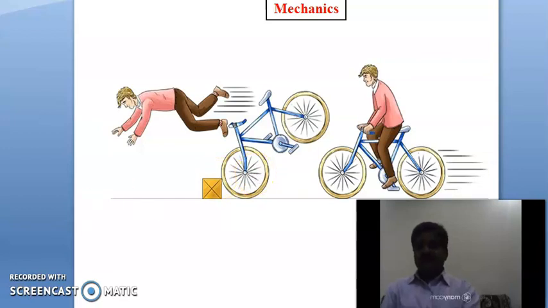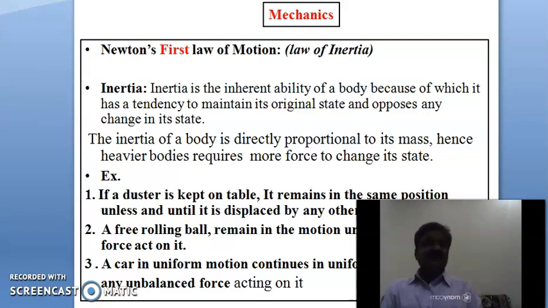So in the same way, in case of Newton's first law of motion, what happens? What is Newton's first law of motion? It is related to the term inertia. This Newton's first law of motion is also called the law of inertia. Got it? Then what is meant by inertia?